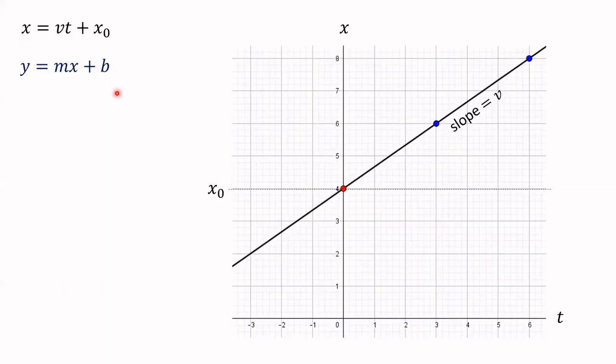Oops, let me back up here. So I don't have boxes this time, but x has now become t, y has become x. So instead of plotting y versus x, we will plot x versus t. Formerly, we called the slope m. Now you can see the slope is the velocity, right?